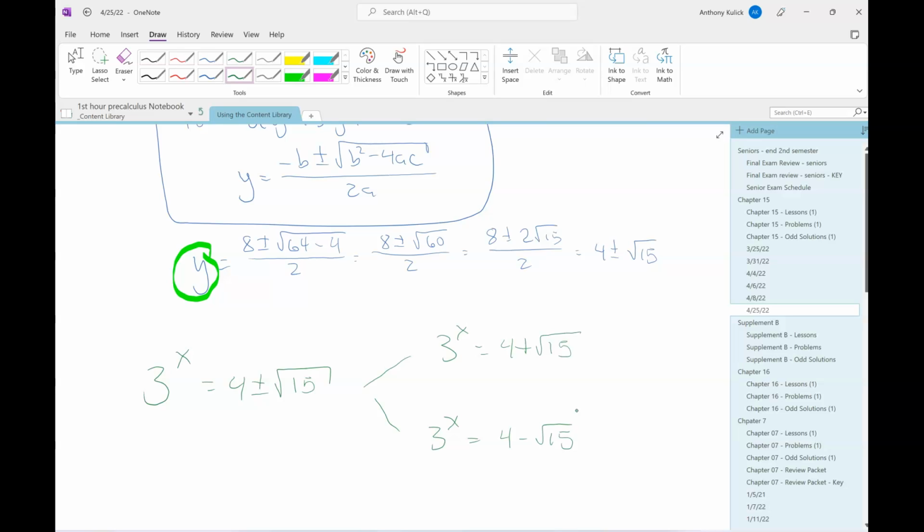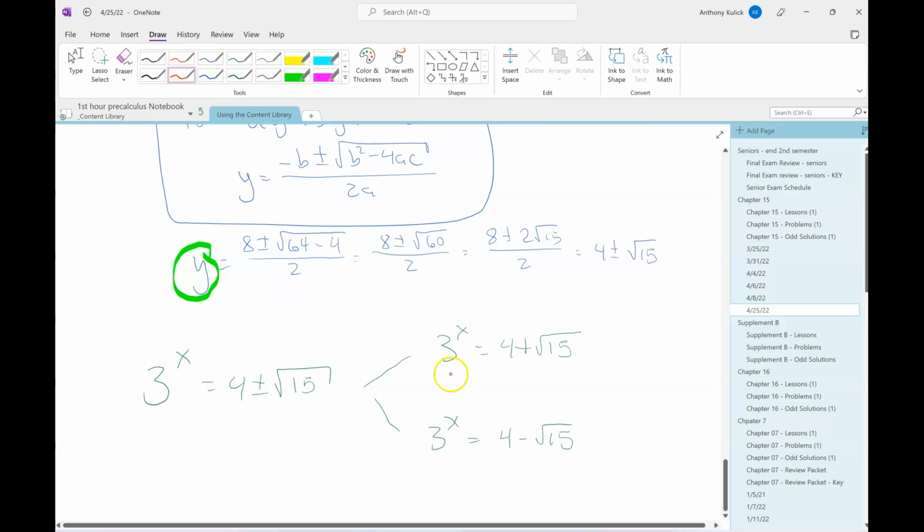Am I going to be able to rewrite 4 plus the square root of 15 as a number with a base of 3? Don't think too hard about it. It should be obvious. No, it can't be. What am I going to do instead? I'm just going to use a logarithm to solve this equation. Which logarithm do I want to use? Log base 3. Absolutely. I want the logarithm that matches the base of the exponential.